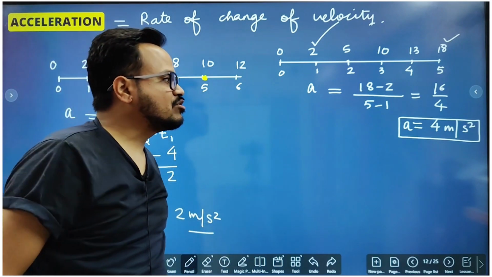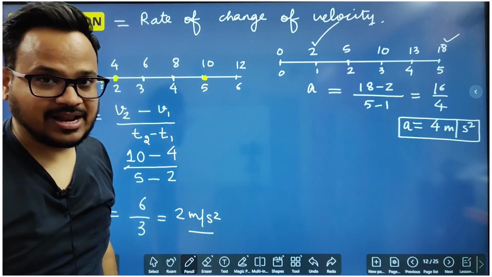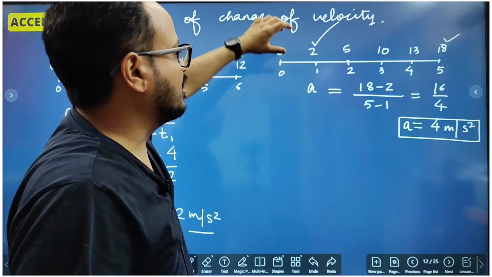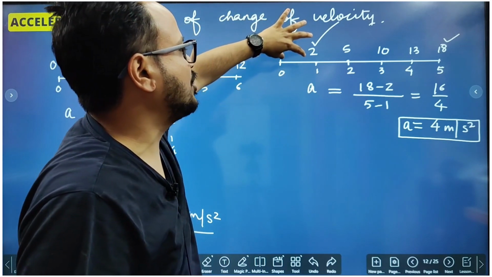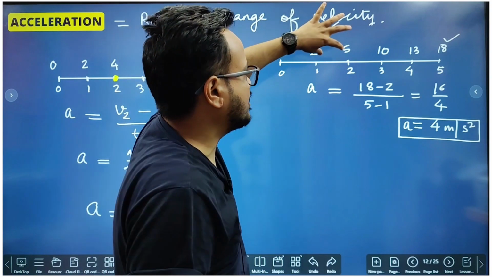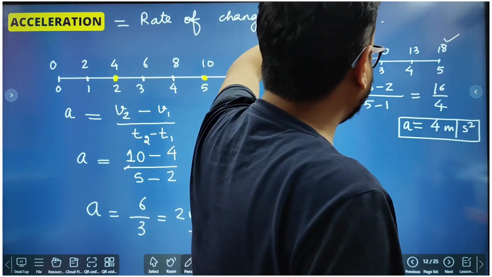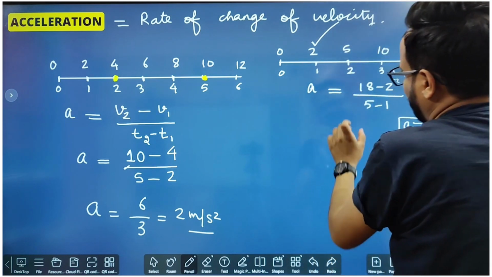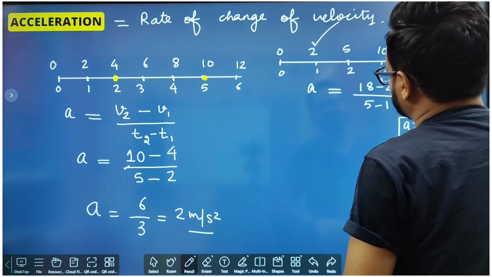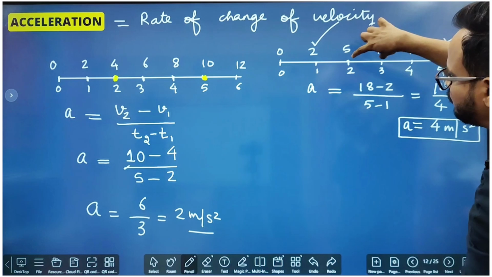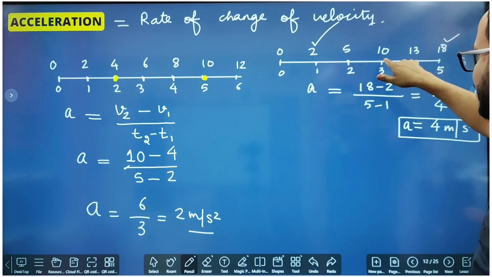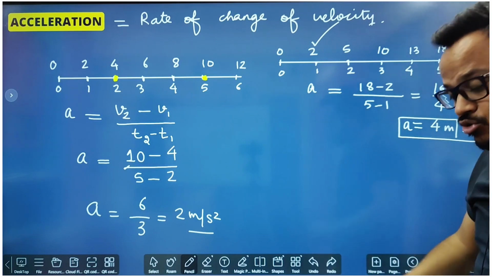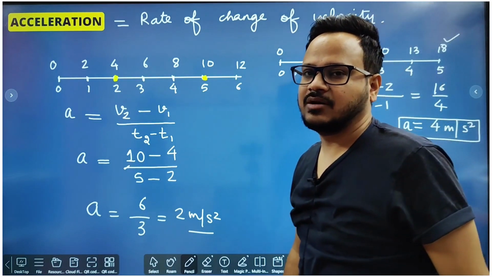And this acceleration will be called average acceleration, because acceleration is different for every second. Velocity has changed by 2 meter per second in the first second and 3 meter per second in the second second. So acceleration for this part is 2 meter per second square. Acceleration for this part is 3 meter per second square. Acceleration for this part is 5 meter per second square. For this part also it is 3 meter per second square, and for this part it is 5 meter per second square. So acceleration is different for every second.